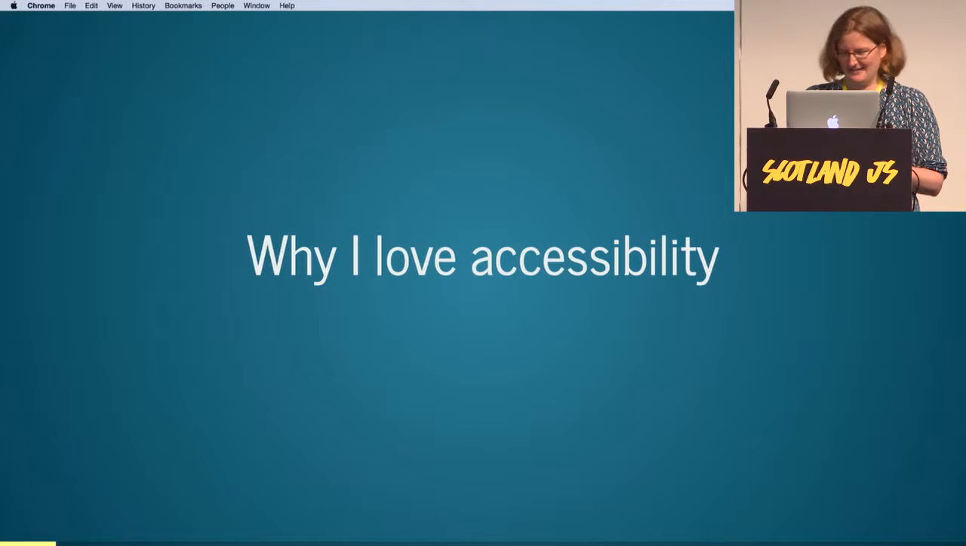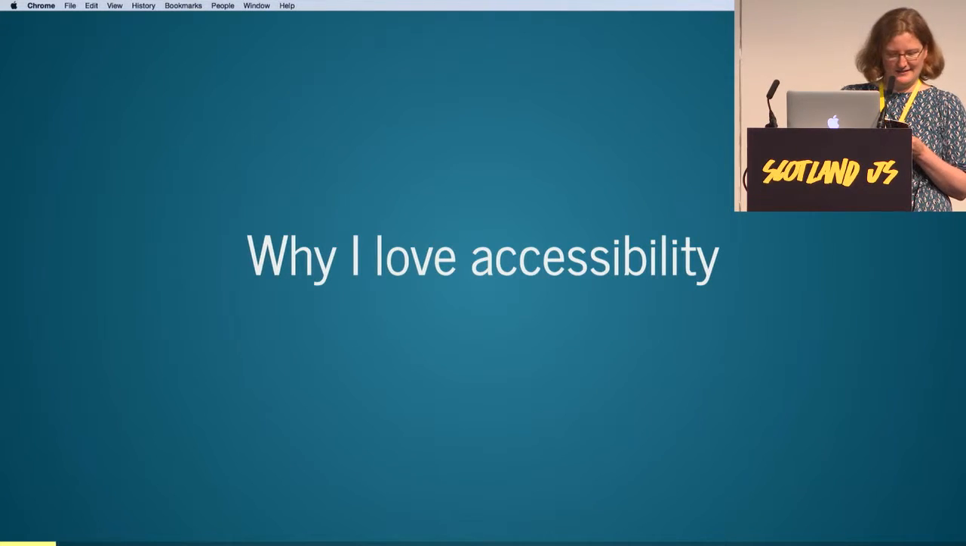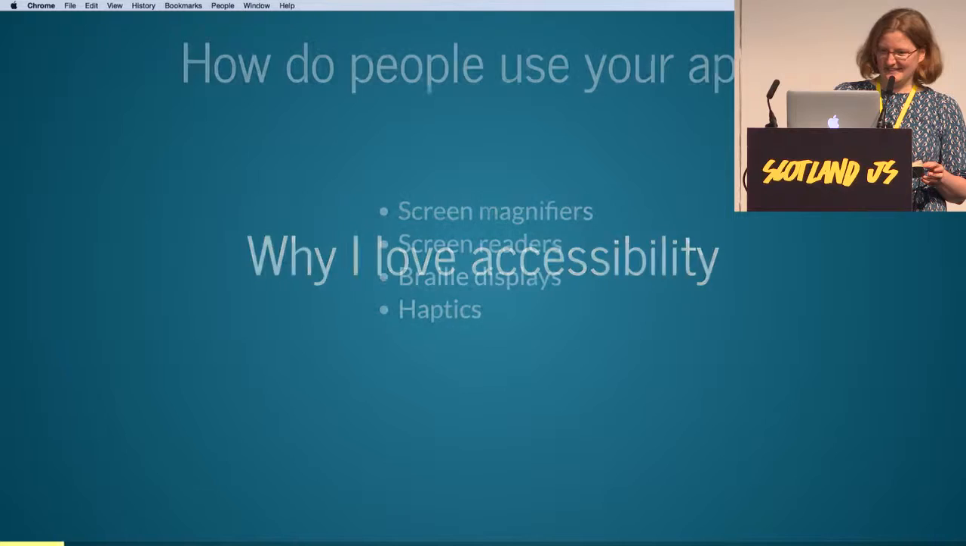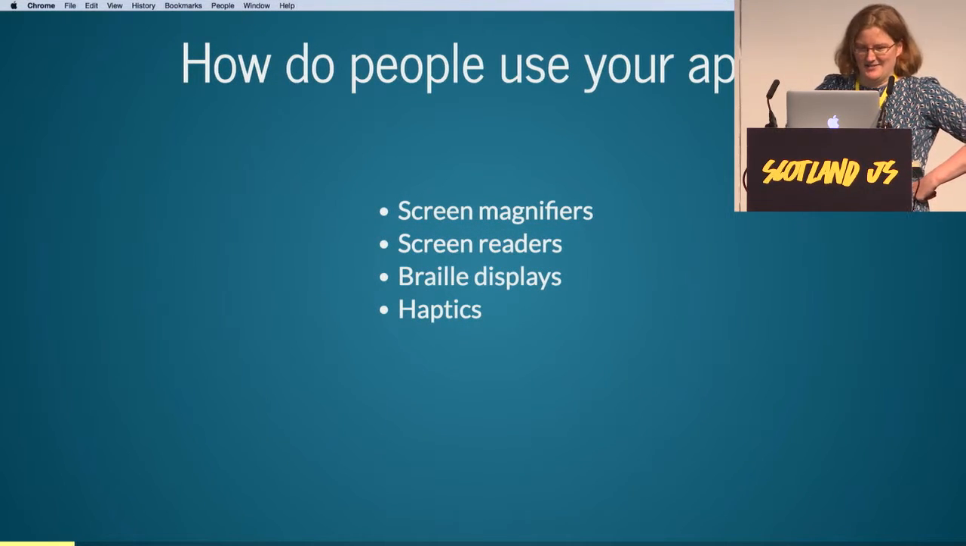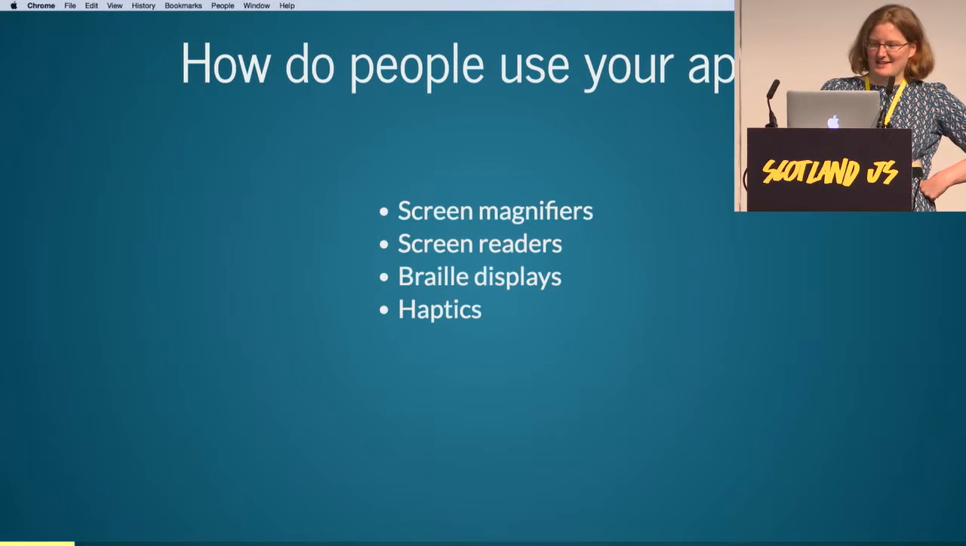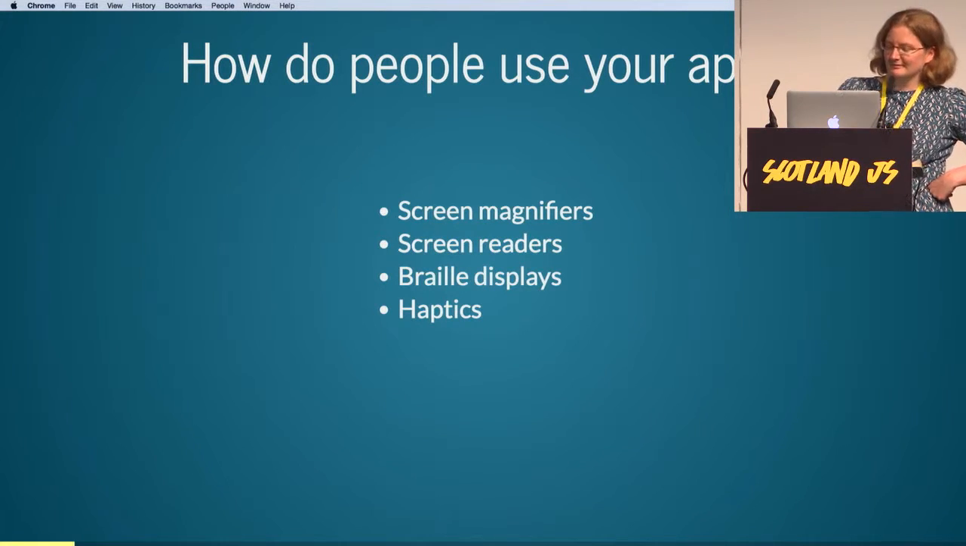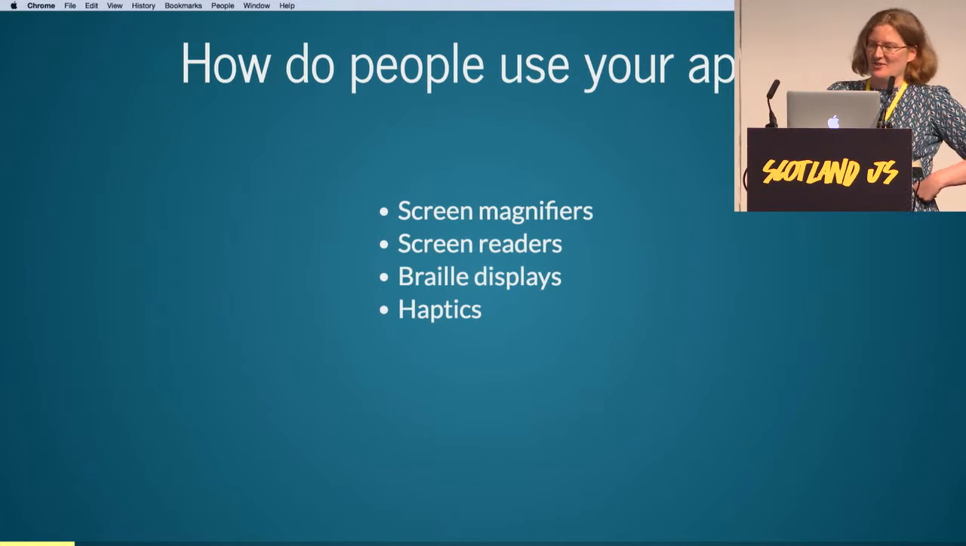So, I think what's really important to think about is how are people using your app, and there's all sorts of different ways that people are using your applications. So this is just a list of some tools that people might be using that you might not have thought about. So screen magnifiers, which just make everything bigger. Screen readers is probably one we're all familiar with. These read out not literally what's on the screen, but make everything accessible through an audio interface.